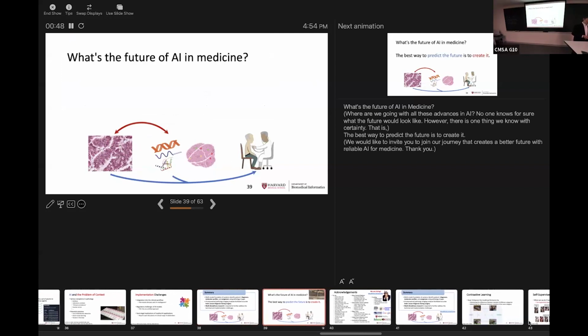And lastly, many people ask us, what will be the future of AI in medicine? And we don't really have a good answer because it's really hard to predict what would be the next big thing in the field of AI, what will be the next big invention here. So no one really knows for sure what the future would look like.